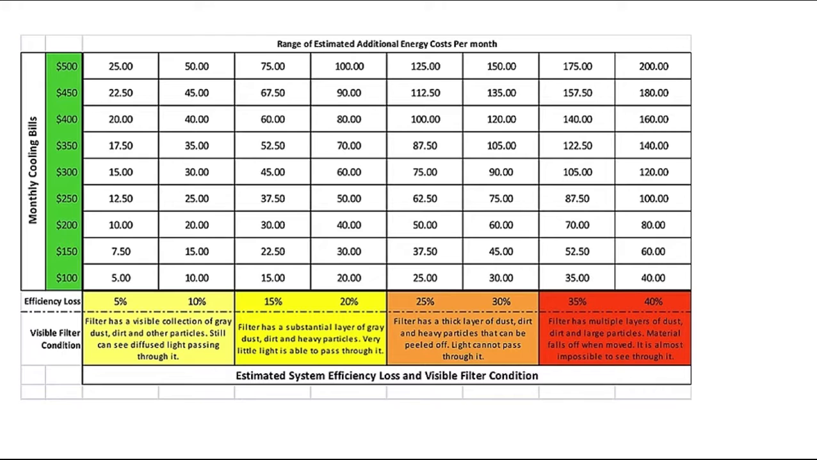Now, someone did a study at one time, and I think it was the U.S. Department of Energy, that looked at the system efficiency lost based on visible filter condition. So if someone has a $300 a month cooling bill, which is very possible in the South, and if they have a pretty dirty filter, they can be increasing their cooling costs between $100 and $120 a month. So the filter condition has a direct relationship to the cost of cooling a house.